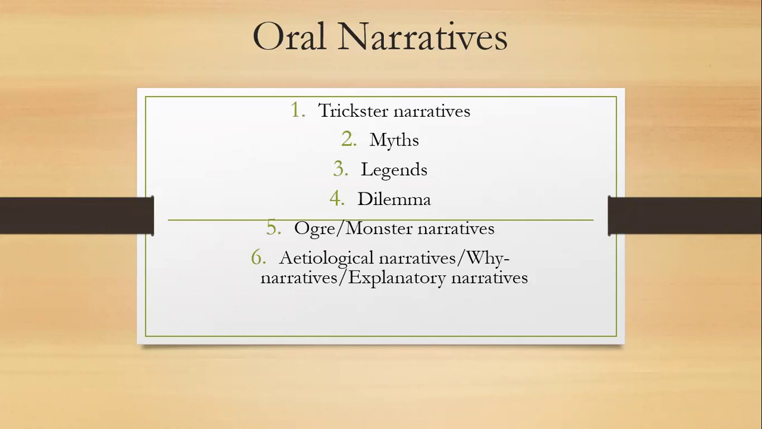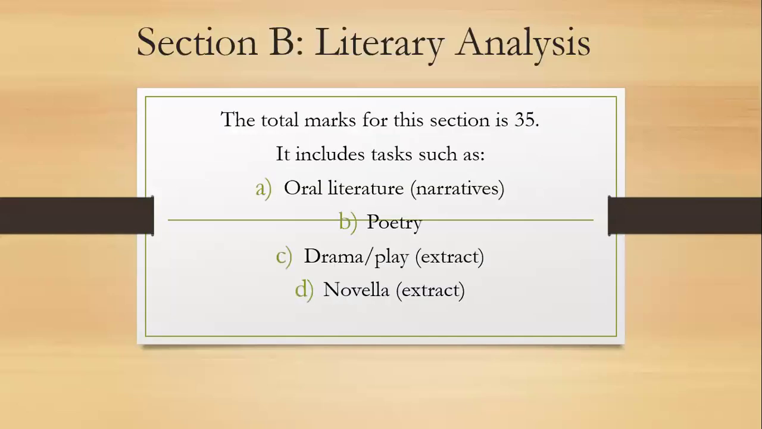From grade 7 to grade 9, these are the oral narratives that are taught, and therefore they can be expected in the assessment. We have trickster narratives, myths, legends, dilemma narratives. We also have ogre narratives, which are also called monster narratives. And lastly, we have etiological narratives, which are also called why narratives or explanatory narratives. So those narratives can be tested. Any one of them can be tested.